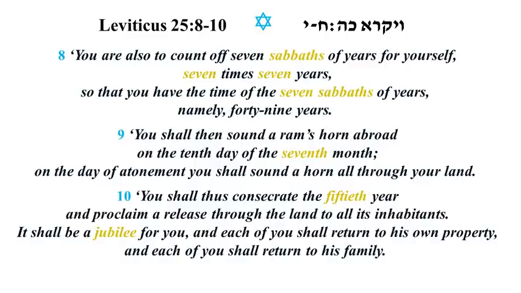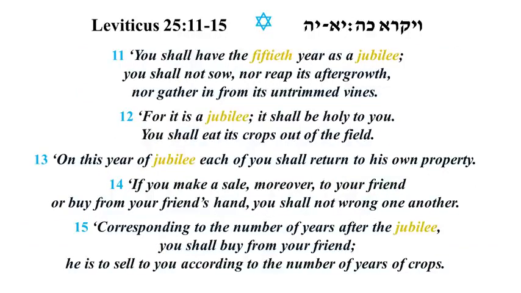Verse 11. You shall have the 50th year as a jubilee. You shall not sow, nor reap its aftergrowth, nor gather in from its untrimmed vines. For it is a jubilee. It shall be holy to you. You shall eat its crops out of the field. On this year of jubilee, each of you shall return to his own property.